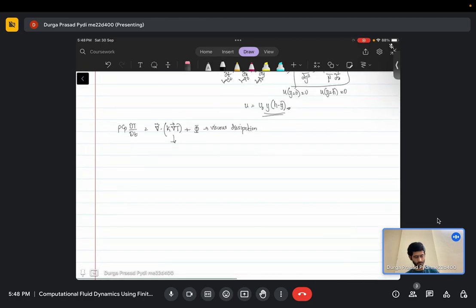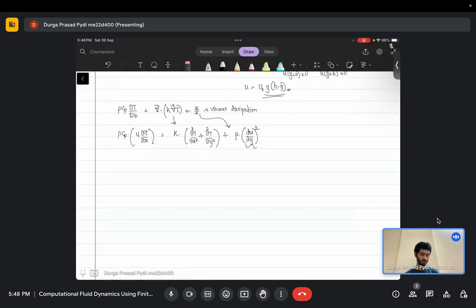So this equation essentially becomes, for a steady and fully developed flow, u times ∂T/∂x, and v is essentially 0, so we don't have the next term. Then k times (∂²T/∂x² plus ∂²T/∂y²), and the viscous dissipation term is essentially mu times (du/dy) whole square. You can go through the derivation from the previous sessions we had on how we get this expression. For now we'll just assume this is the expression we get.